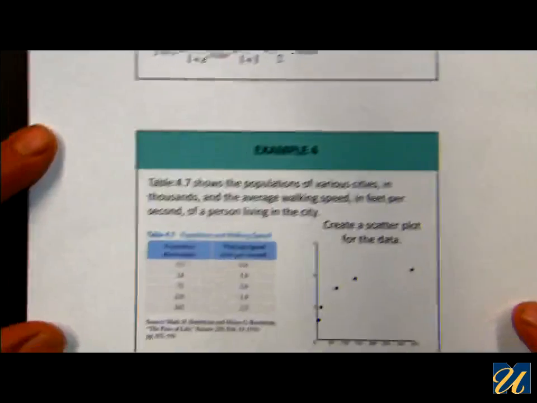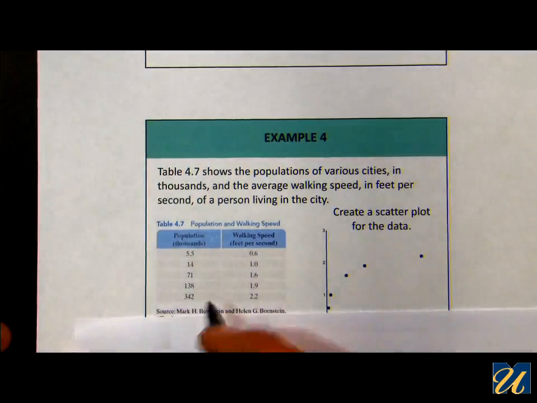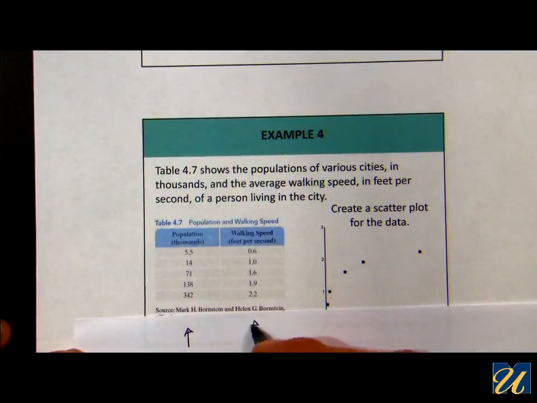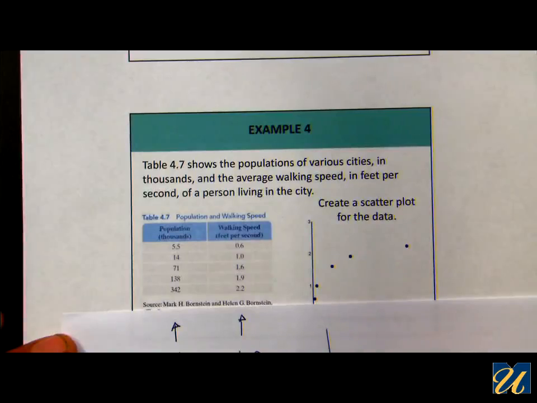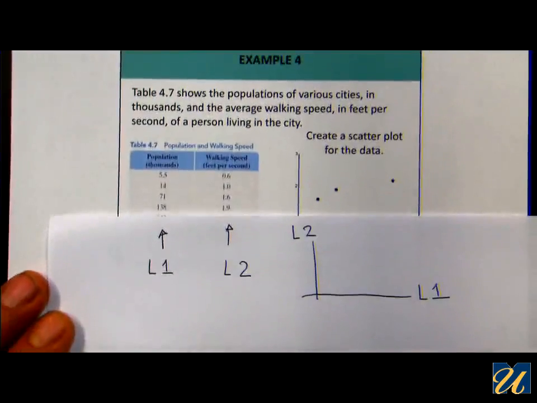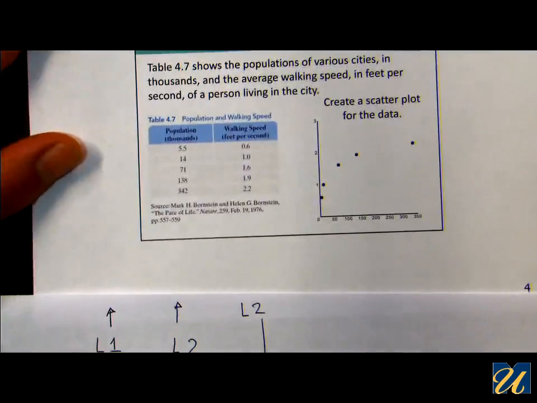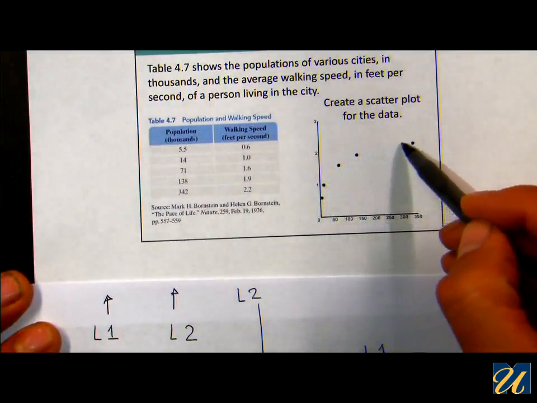If you use your graphing calculator, then you can apply this quantity here to be list 1 and this quantity here to be list 2, and then you're going to plot the walking speed as a function of the population. So the model would be something like that. And we get a curve, at least a hint of a curve, that rises and starts to level off.